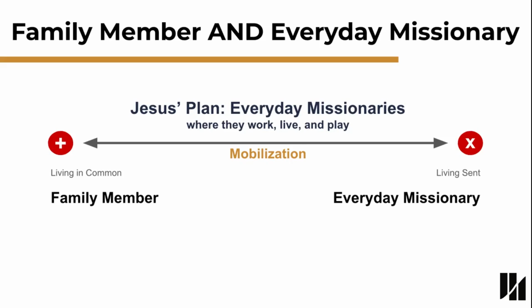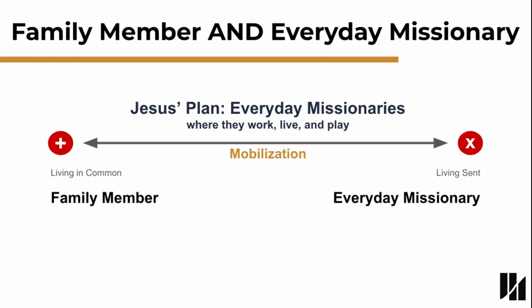So what you've got on the addition end is the Acts 2 church living in common. It's the idea that insiders were behaving in a way that outsiders wanted to be a part of. That's where our role as a family member fits in, and we need to do whatever we've got to do as family members there. But at the same time, there's the dimension of living sent. The gospel spreads by people who go. And so we not only need to be family members, we've got to balance that with being everyday missionaries.